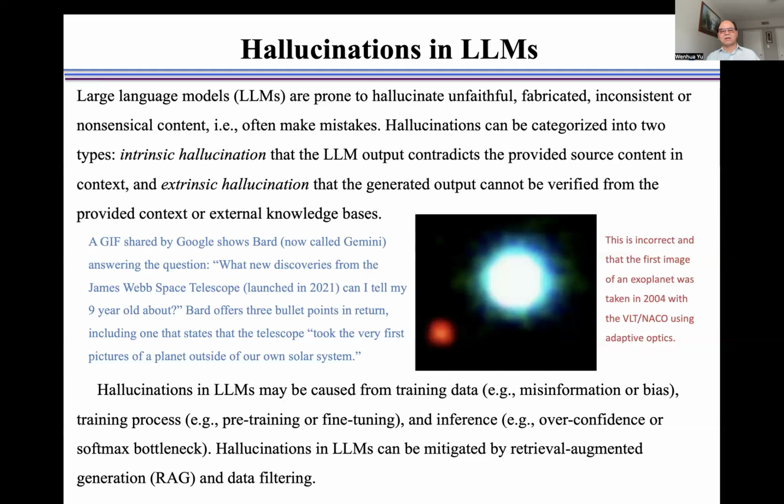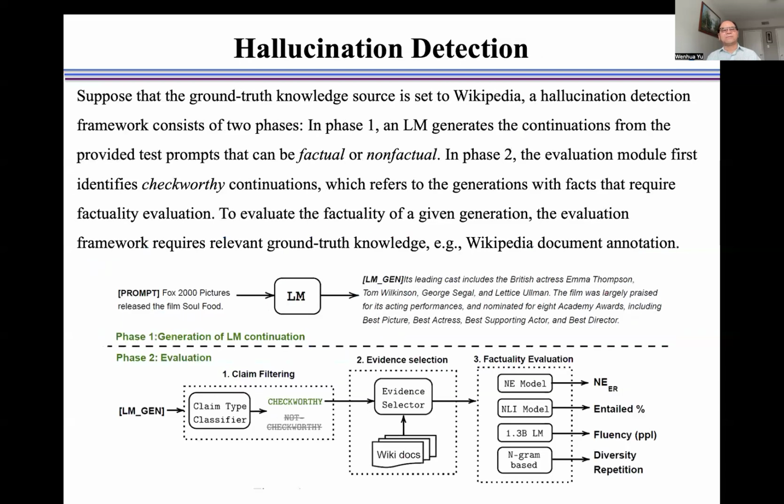Hallucinations in large language models may be caused by training data, for example, misinformation or bias; the training process, for example, pre-training or fine-tuning; and the inference, for example, overconfidence or softmax bottleneck. Hallucinations in large language models can be mitigated by retrieval augmented generation and data filtering.